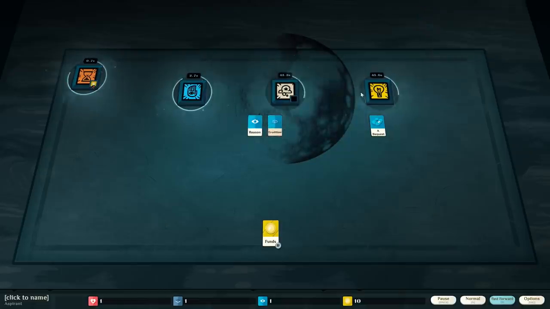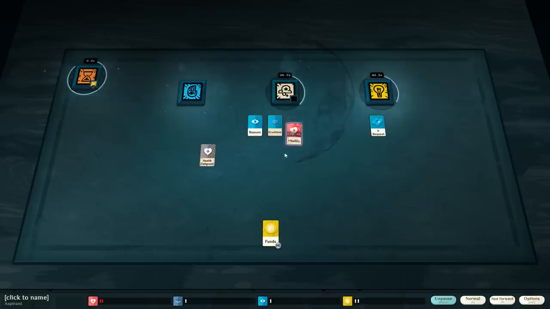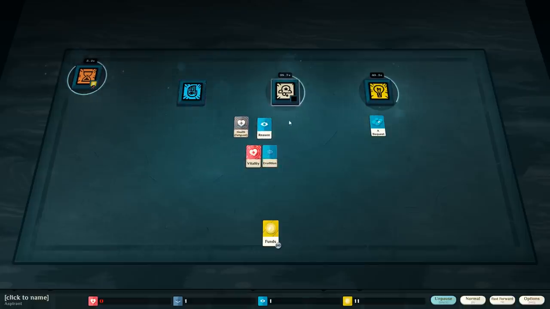Now, in my first game, I didn't know about this at all, and I was struggling very quickly, so don't worry about that. I won't give away all of the mechanics, but just to give you an idea of what these are, you've got your primary resources, reason, health, and secondary resources, vitality and erudition. They also have other purposes. They can be used in work.